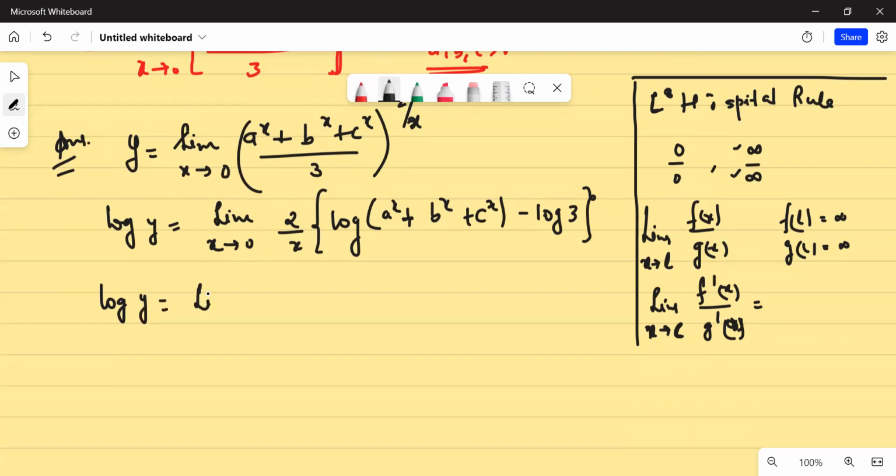I can write it as limit x tends to 0. Now if I take x tends to 0, this will become 1 plus 1 plus 1, which is log 3. Log 3 minus log 3 is 0, and the denominator x tends to 0 as well. So this is 0 by 0, isn't it? So I differentiate it, and remember, it is not the u by v derivative. It is differentiating the numerator separately and the denominator separately.